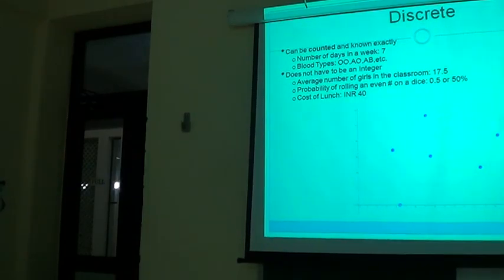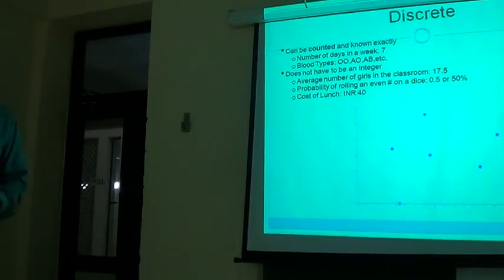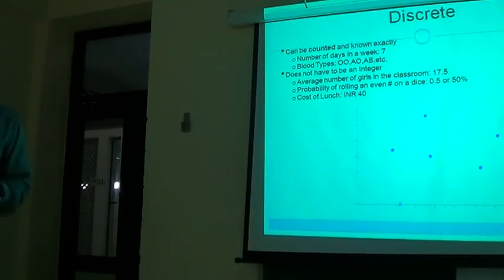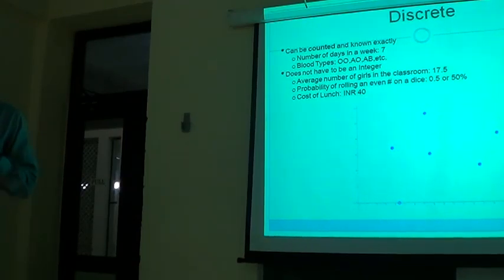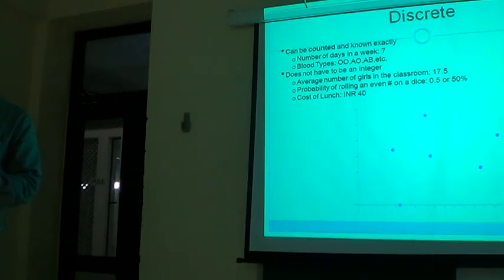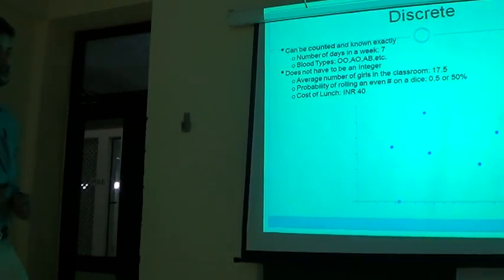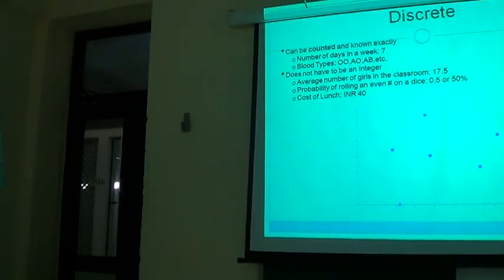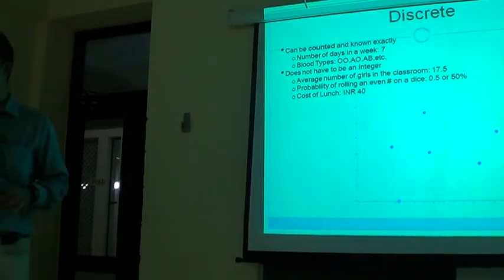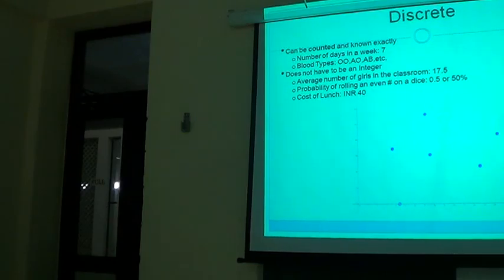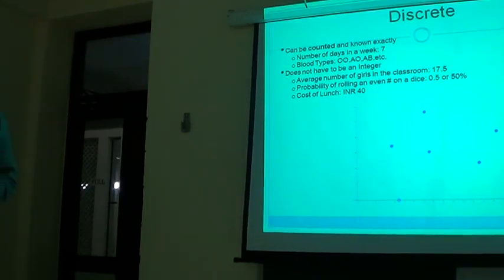The cost of lunch, for example, here in our canteen is 40 rupees for a lunch. It could be 40 rupees, 30 paise. Again, that is a discrete quantity. It is not continuously varying, because in India we have 1 paise as the lowest, so there is nothing lower than 1 paise. We don't normally express cost that way. So those variables are discrete variables.